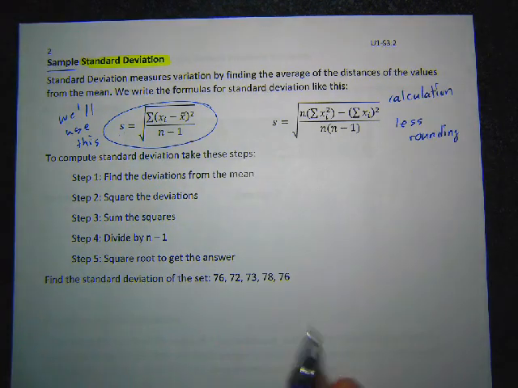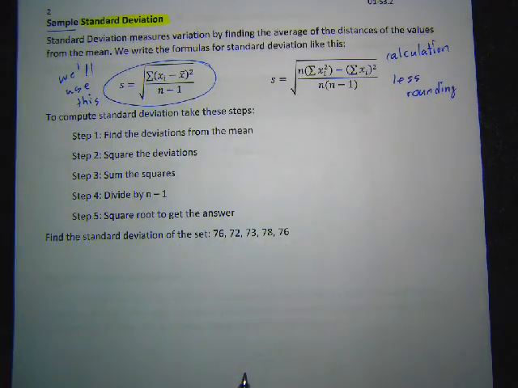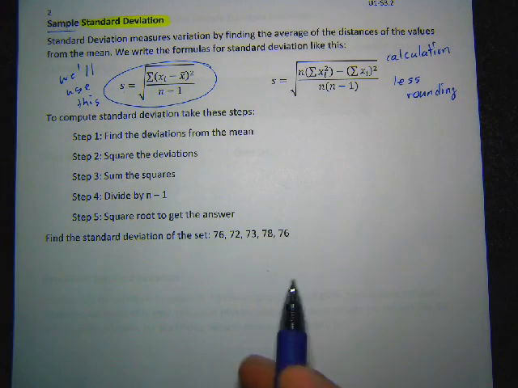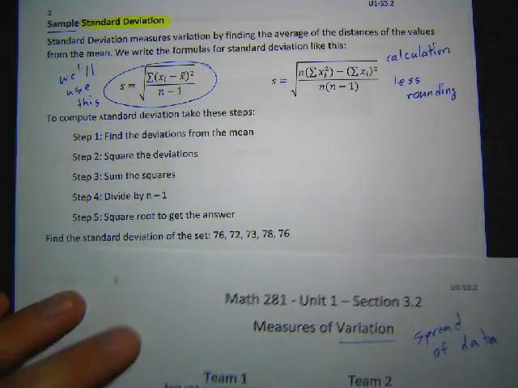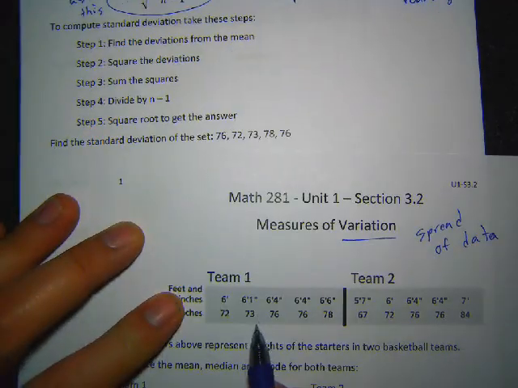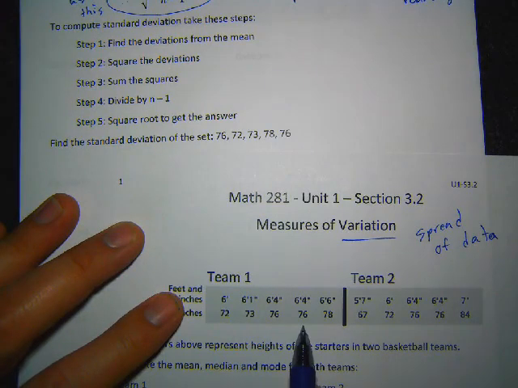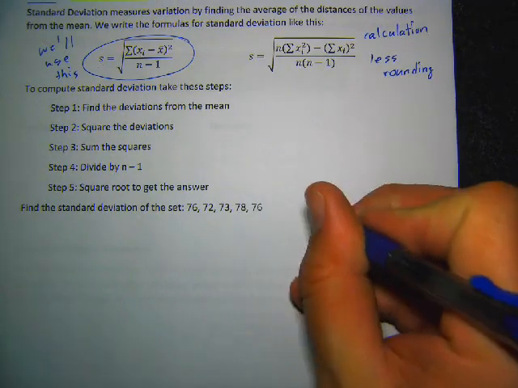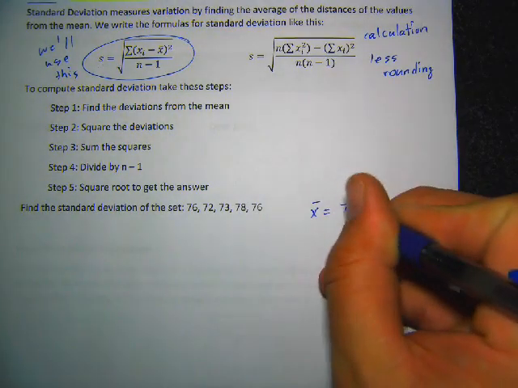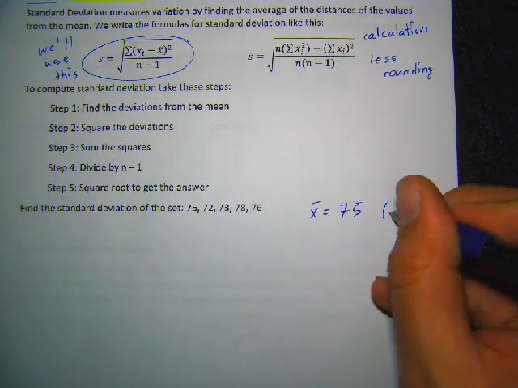So let's show this process. I'm going to show this with these numbers here. First thing you have to do is find the mean, which if you notice, these numbers are the same numbers we had for that team 1. So this is team 1 right here. And so we already know that the mean for this set is 75. So the mean, x bar, is 75. That's from page 1.